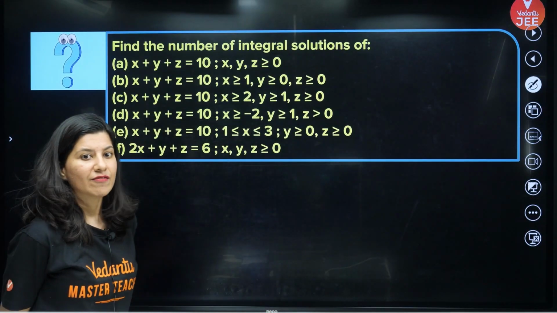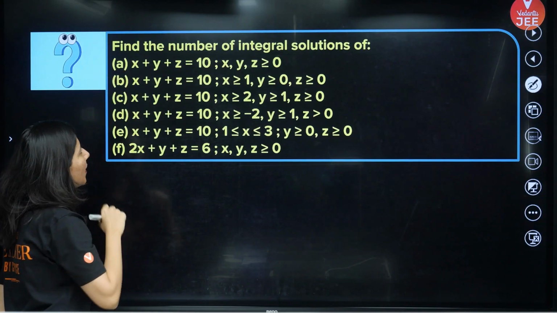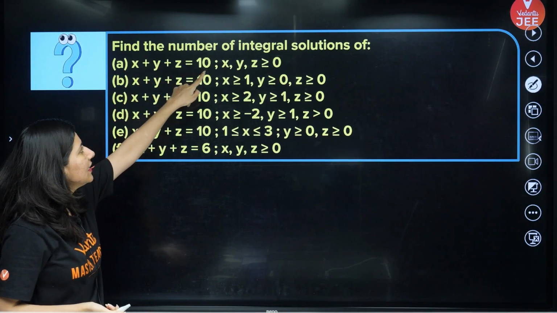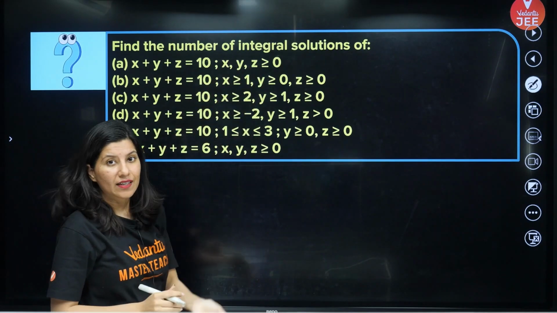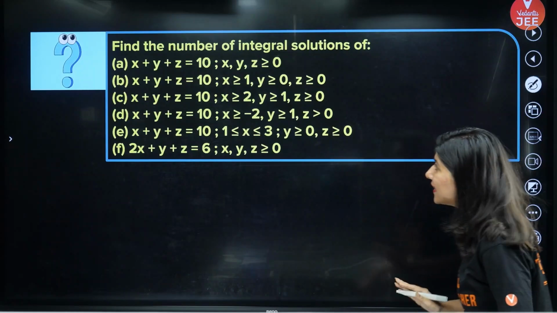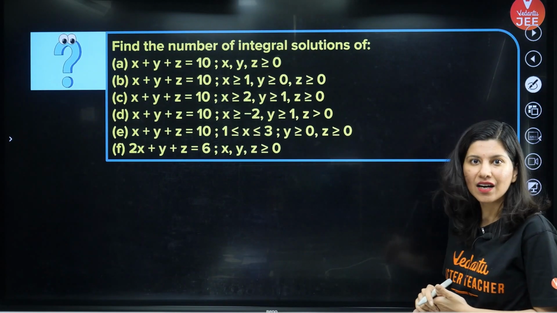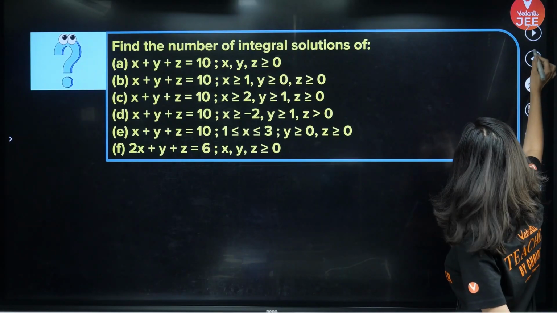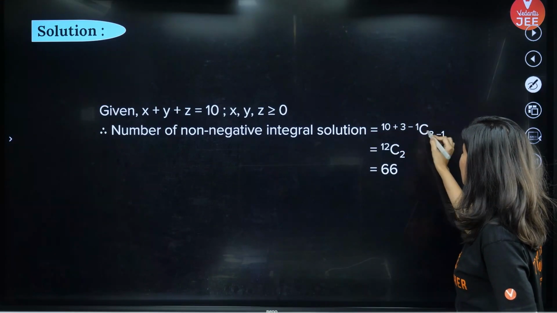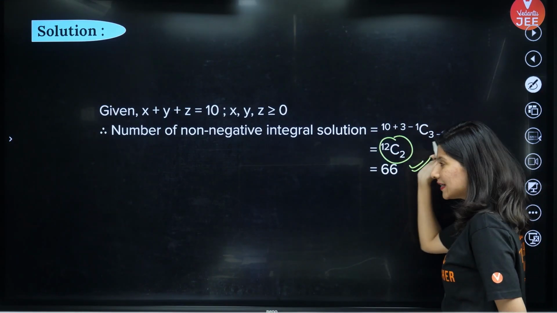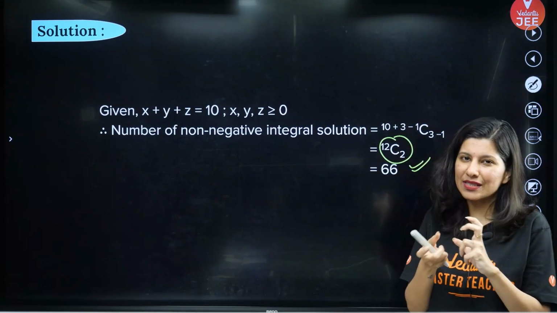Let's start. Find the number of integral solutions of part A. So again, 3 beggars, 10 coins, and the condition is non-negative. That means x, y, z can have none, one or more. So it is going to be 10 plus 2, that is, n plus r minus 1, where r is 3. So 10 plus 2, C2. The final answer is 12C2, and if you solve it, you will get 66. Easy peasy, right?